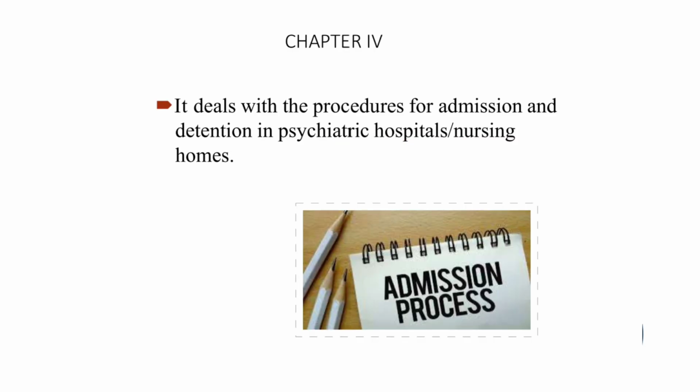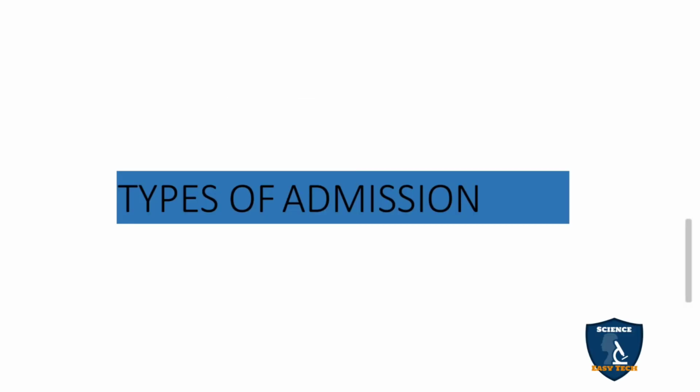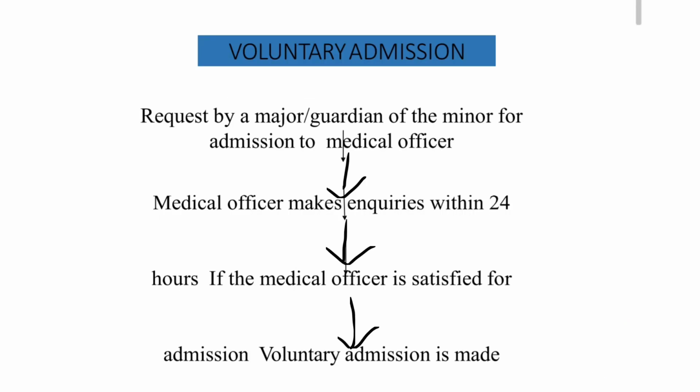Next is chapter 4. Chapter 4 deals with a very important thing, that is admission to psychiatric hospitals. I told you it is not like normal patients, so the procedure is somewhat different. Sometimes the patient will be admitted by means of court, police and all. So let's see the types of admission. There are so many types. Let's see one by one.